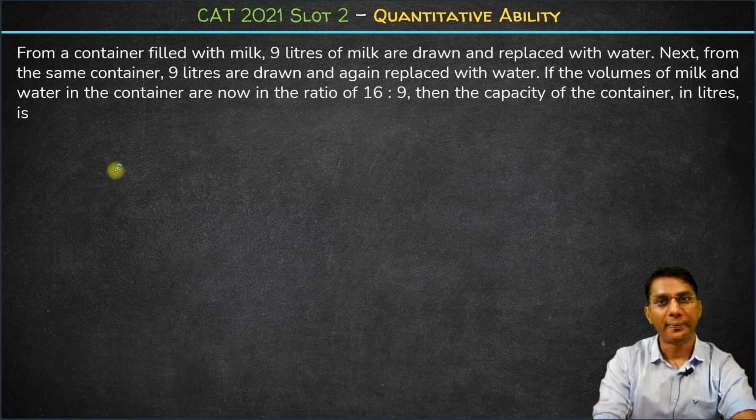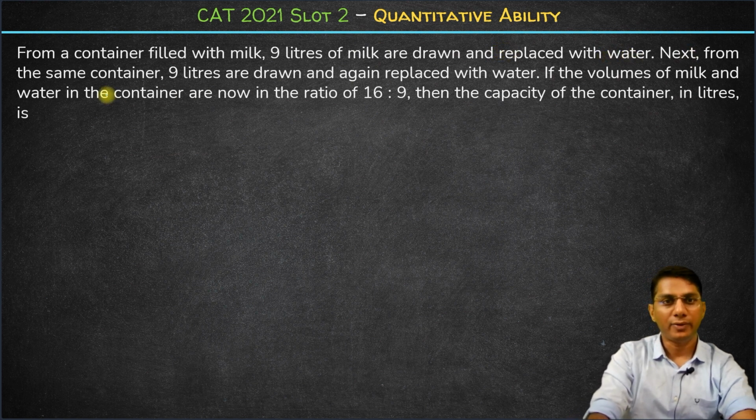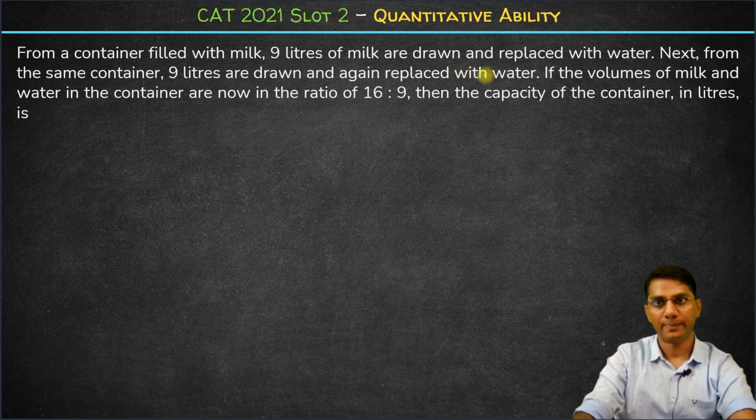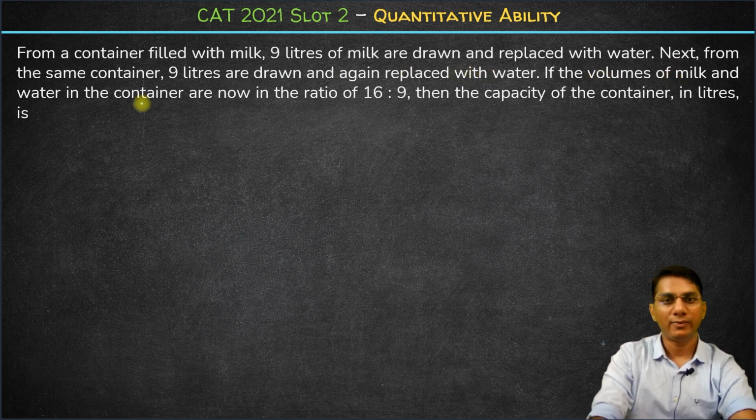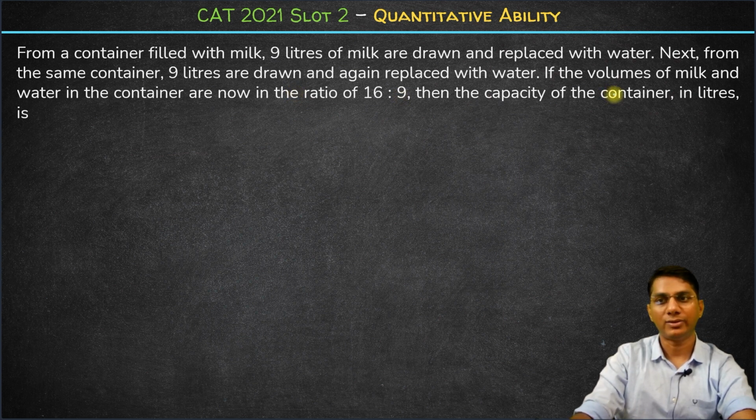Hi, here we have a container filled with milk. 9 liters of milk are drawn and replaced with water. Next, from the same container, 9 liters are drawn and again replaced with water. If the volume of milk and water in the container are now in the ratio 16:9, then the capacity of the container in liters is what? Now, initially there was only milk.